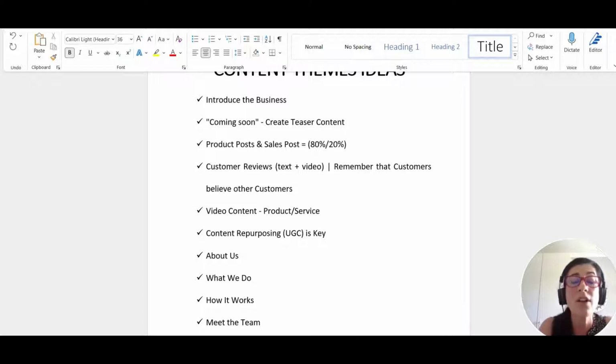Remember that your product posts and sales posts, this is a best practice tip, need to be a split of 80-20. So 80% should be product posts, all relevant and informational about the business, the industry that you're in, and the type of products that you're selling. And only 20% of your posts should be a direct hard sell.